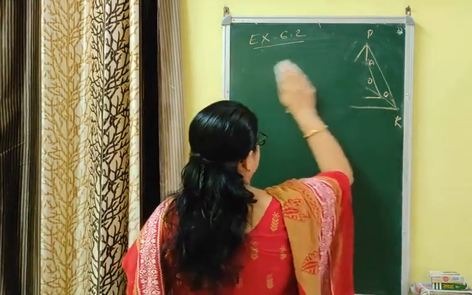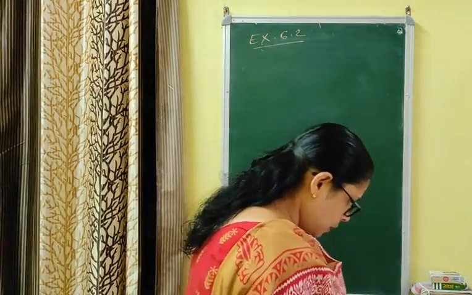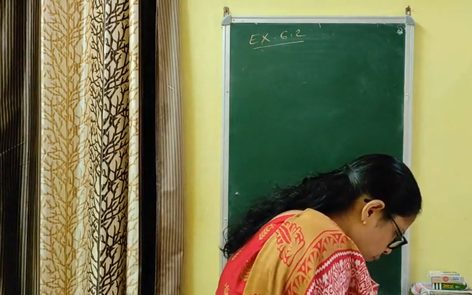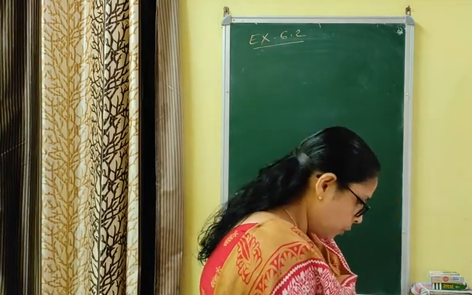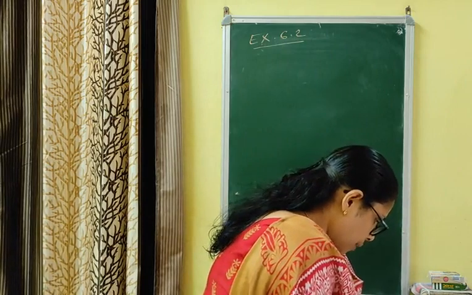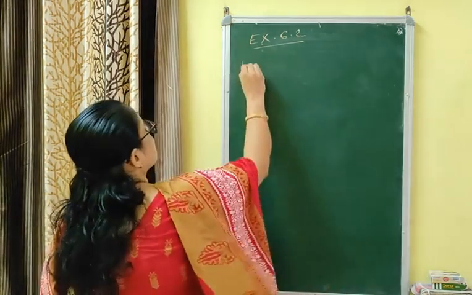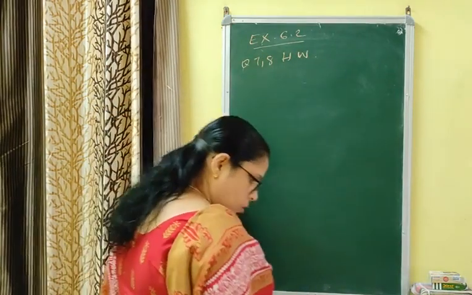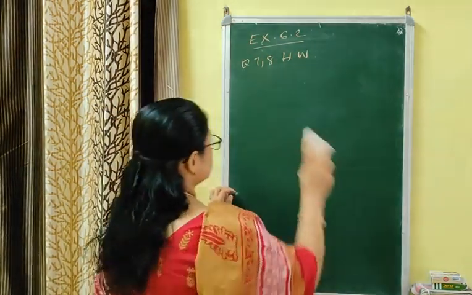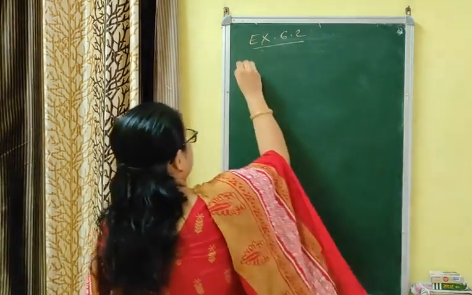Now questions number 7 and 8 of this exercise are related to the midpoint theorem of triangle that you can do by yourself. That is, questions 7 and 8 are homework that you have to do by yourself. Now I am doing question number 9. That is very important.